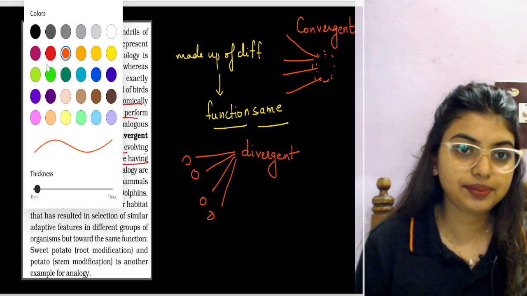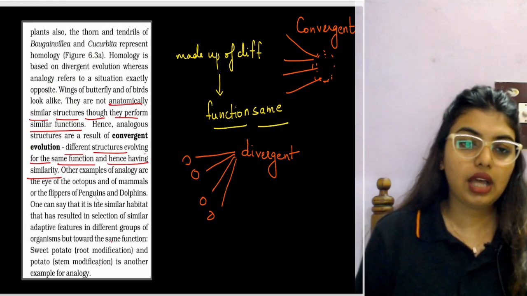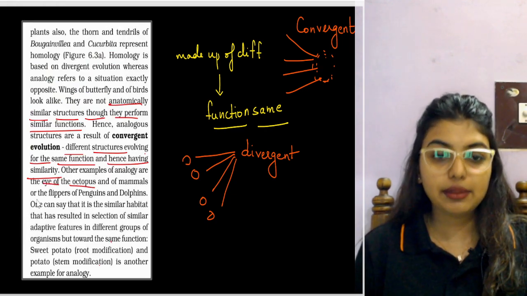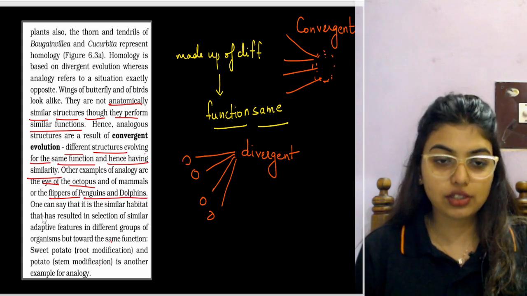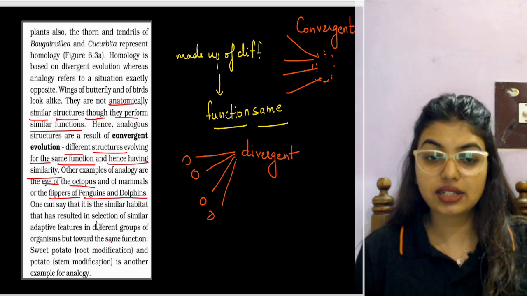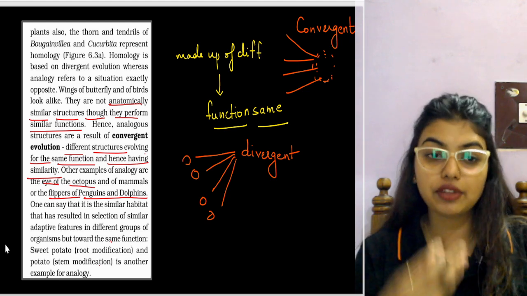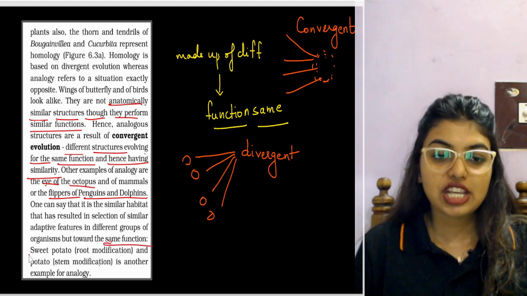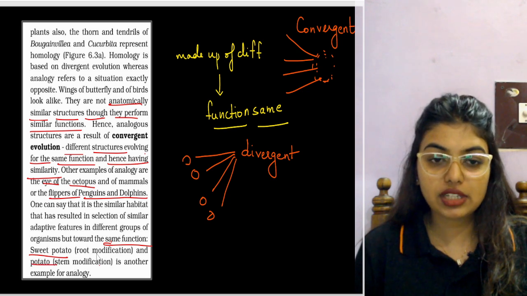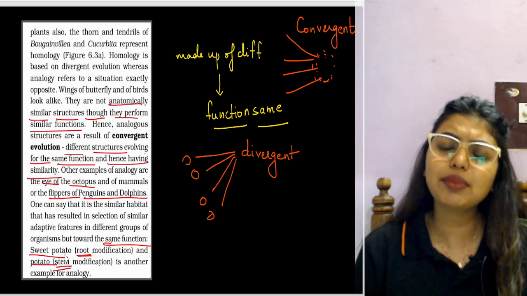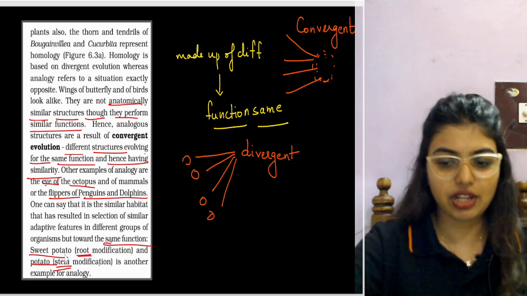Now look here. Other examples of analogy are the eyes of octopus and mammals, or flippers of penguins and dolphins. One can say that a similar habitat has resulted in the selection of similar adaptive features in different groups of organisms but towards the same function. Sweet potato and potato: one is a root modification, one is a stem modification, but both are used for the same thing, to provide the starch that is required. So this is analogous and homologous.